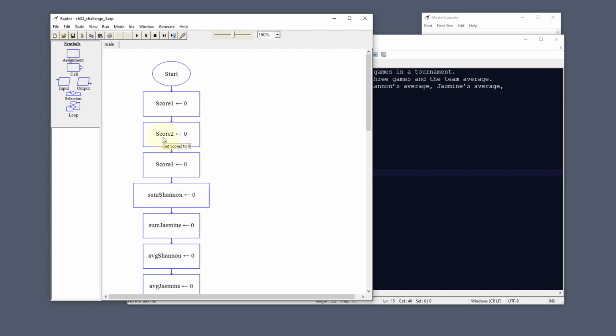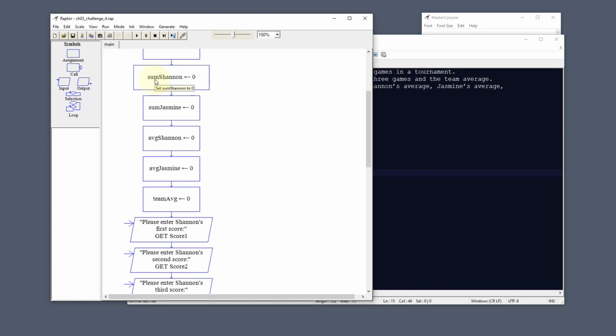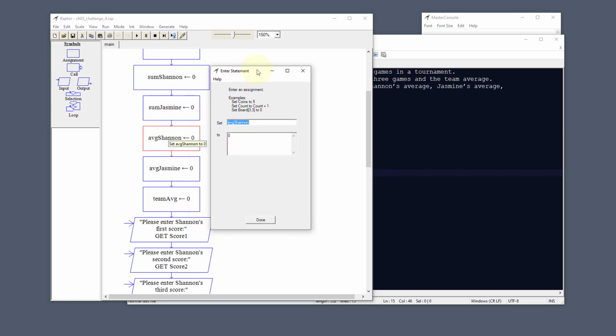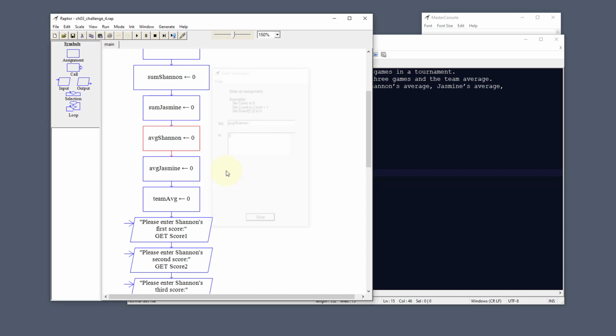So we're going to set our score 1, score 2, and score 3. Now notice I didn't say scores for Shannon and Jasmine. What we're going to do is enter one user in, and then we're going to clear it. We're going to calculate that, and then clear it, and then do the next user, and add that in when we get down here. So we're going to set our sum of Shannon, sum of Jasmine, average of Shannon, average of Jasmine, and these are just simply setting the variables here with an assignment.